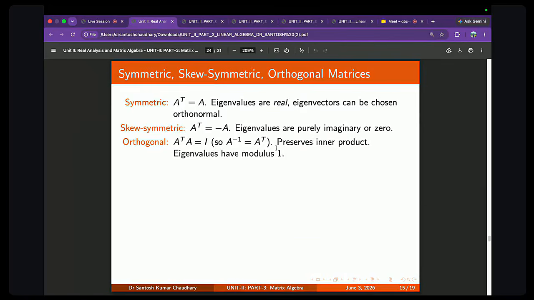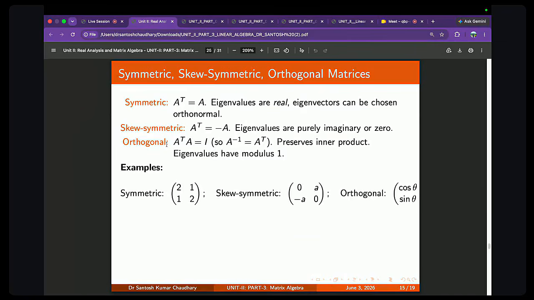So I'm just talking about real symmetric, real skew symmetric, real orthogonal, because in complex, the names change. Symmetric becomes Hermitian, skew symmetric becomes skew Hermitian, orthogonal becomes unitary. So see the example: symmetric is 2, 1. If first row and first column are the same, you can say second row, second column are the same. Skew symmetric, 0, A minus A. Orthogonal was cos theta, sin theta.